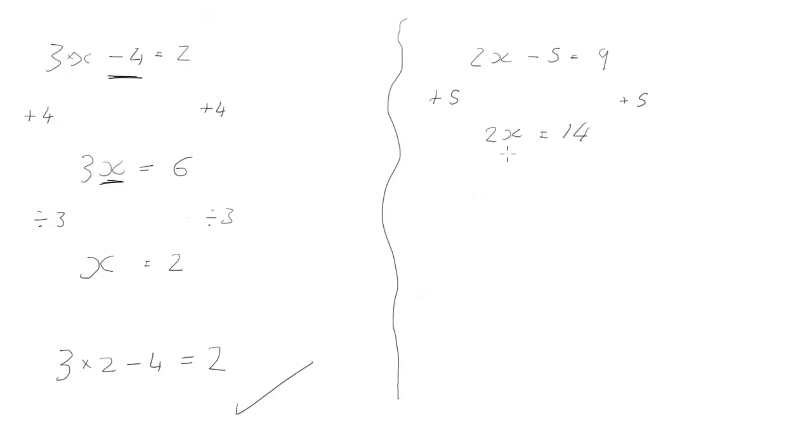Now, 2x is 14. We just need x. So we need to undo that multiplication by 2. And we do that by dividing by 2. So, 2x divided by 2. We've done that to cancel out the 2, so the 2 goes. Now what about the right hand side? 14 divided by 2 is equal to 7. X is 7. Done.